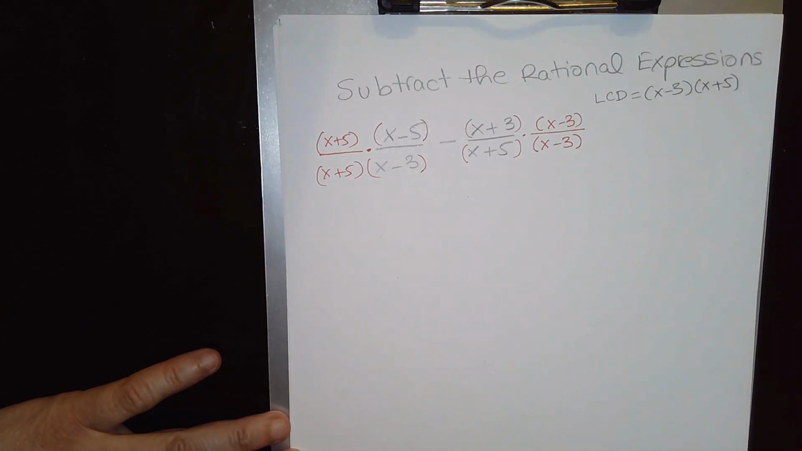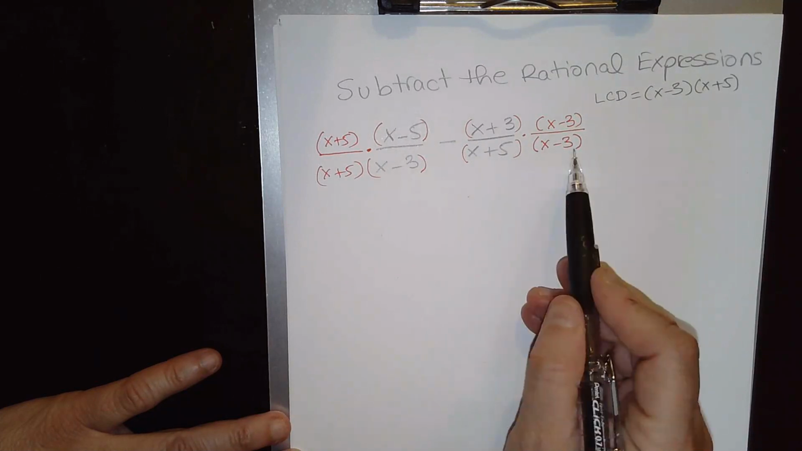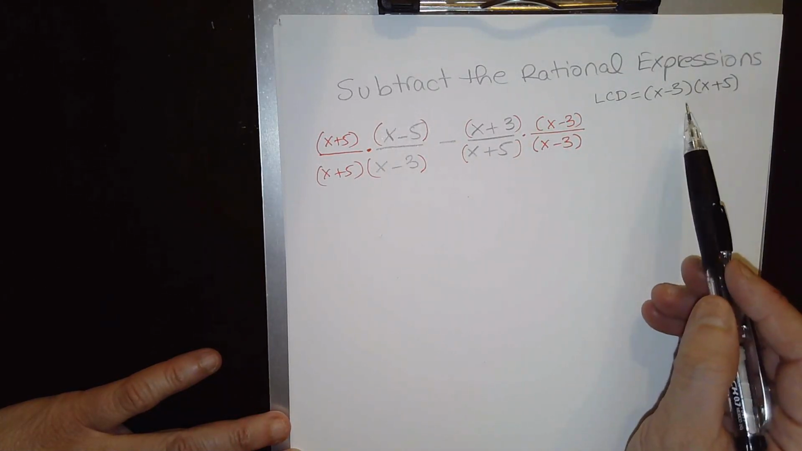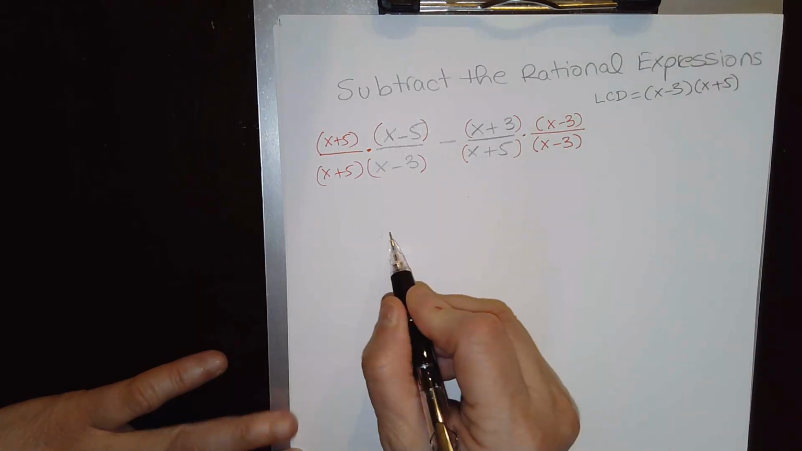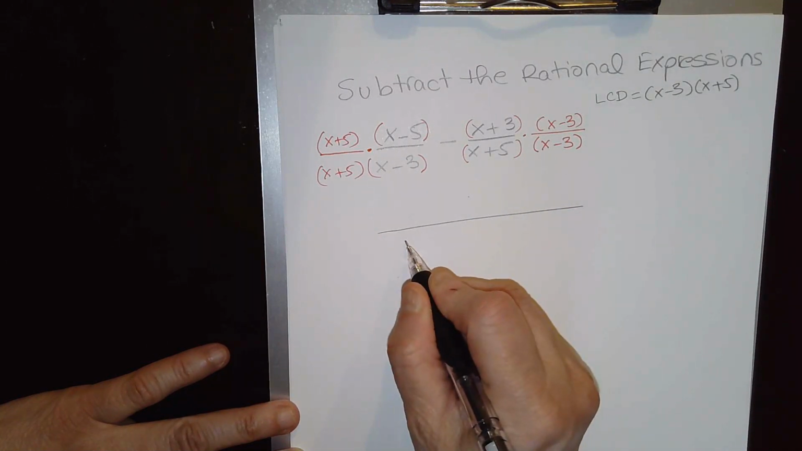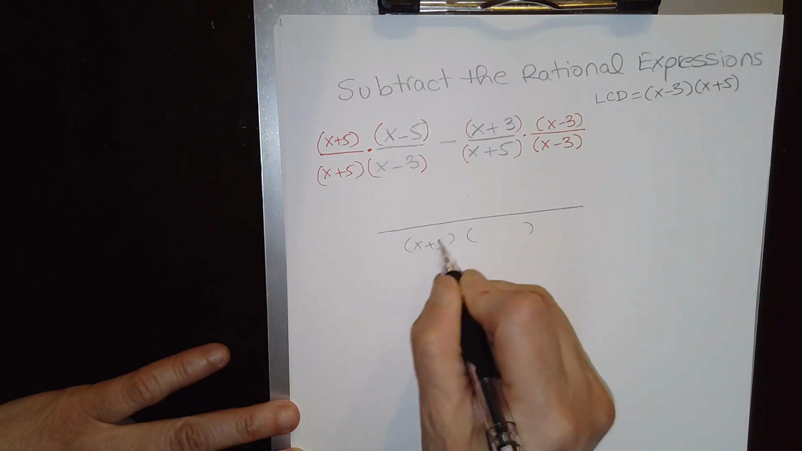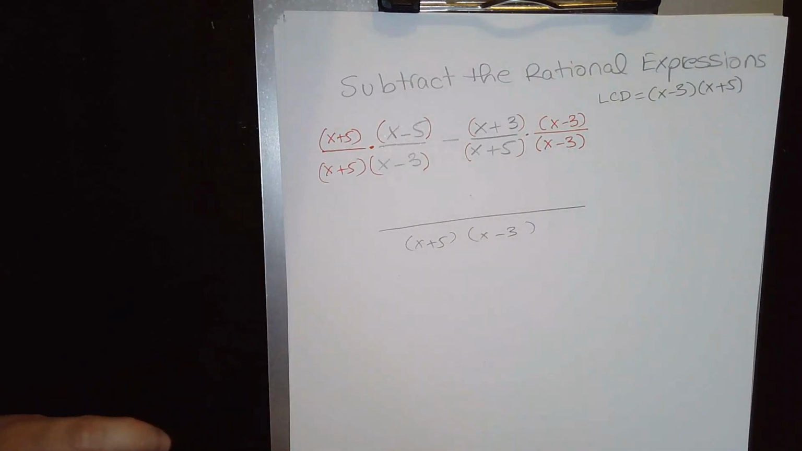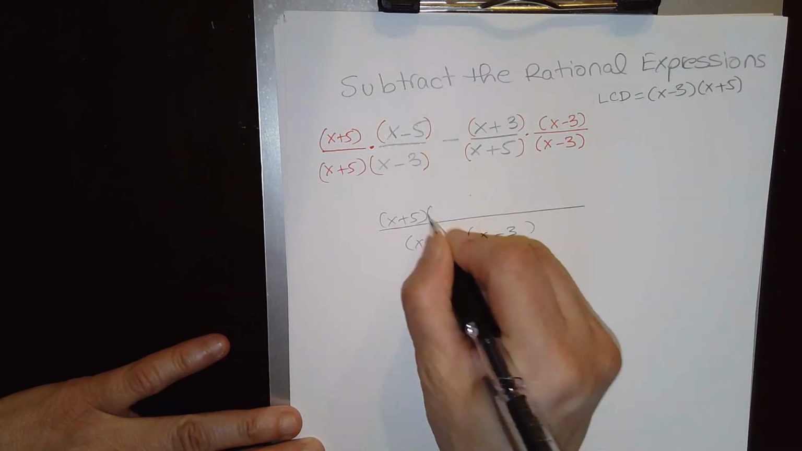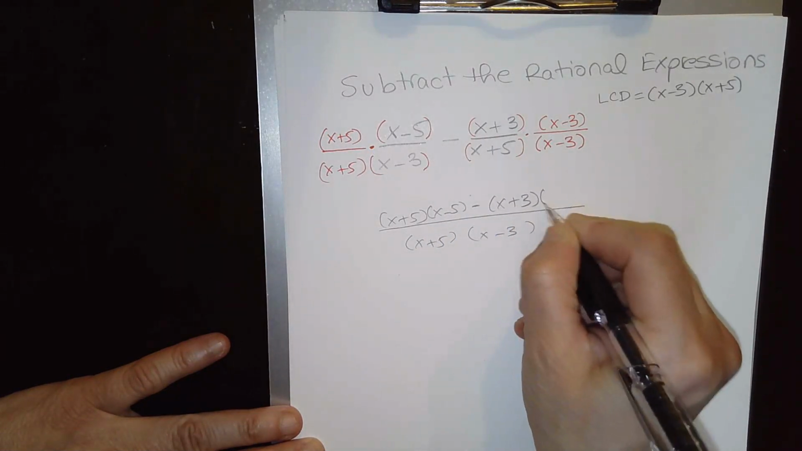So now if you notice, (x plus 5)(x minus 3), (x plus 5)(x minus 3), the denominator is the same, which is the LCD. The order of these does not matter. The product would be the same. So now, if I want, I can go ahead and combine them under one fraction. So (x plus 5)(x minus 3), that's your common denominator. And then you have (x plus 5) times (x minus 5), minus (x plus 3) times (x minus 3).